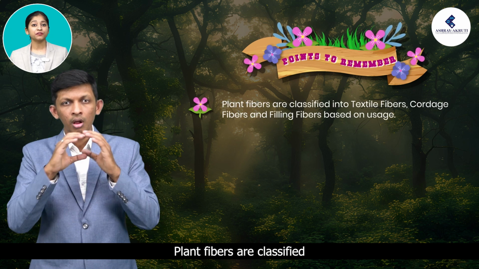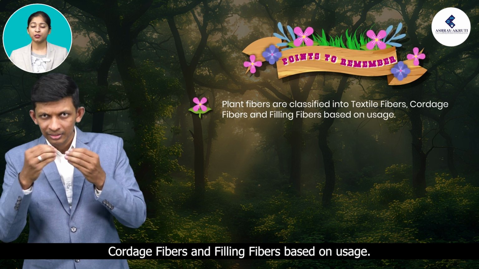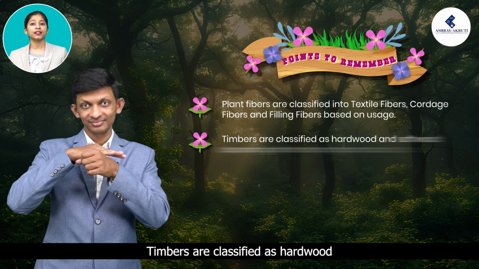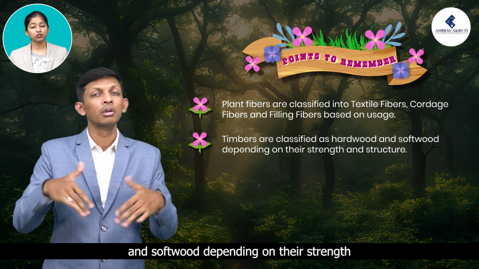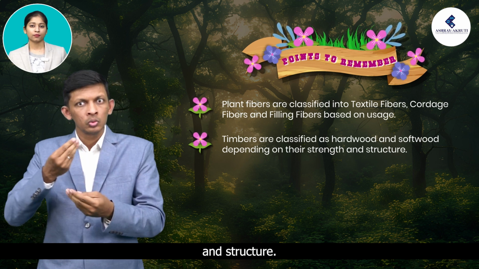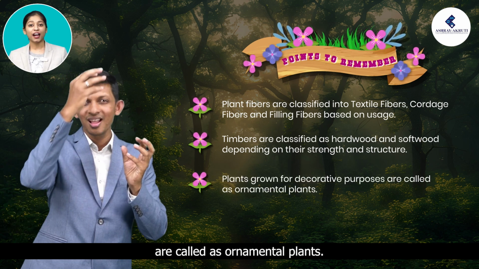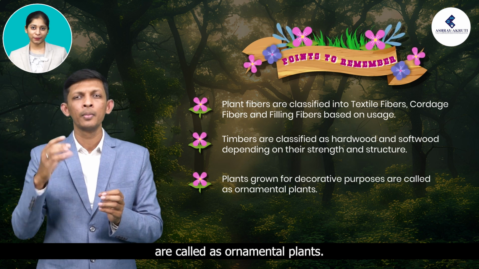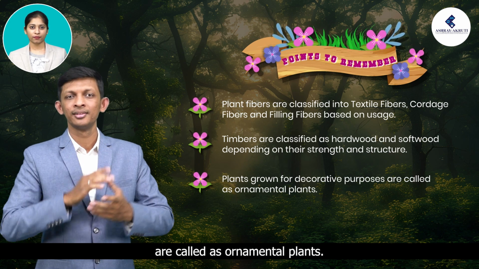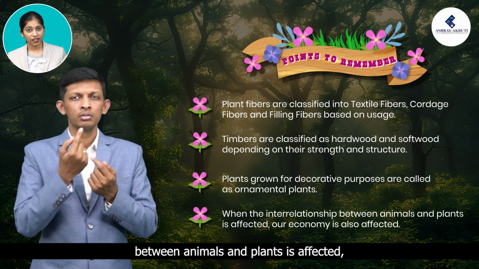Plant fibers are classified into textile fibers, cottage fibers, and filling fibers based on usage. Timbers are classified as hardwood and softwood, depending on their strength and structure. Plants grown for decorative purposes are called ornamental plants. When the interrelationship between animals and plants is affected, our economy is also affected.